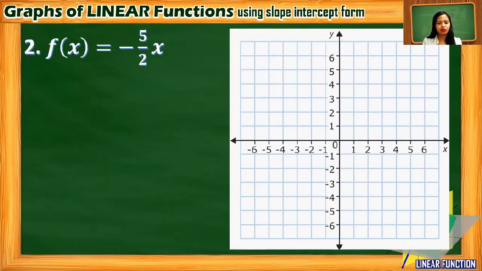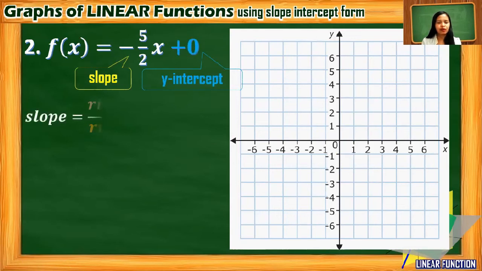Moving on to another example, we have f of x is equal to negative 5 over 2 x. So again, we need to identify the slope, and that is negative 5 over 2. In this function, there is no constant added or subtracted. Therefore, we can assume that the constant is 0, and that would be our y-intercept. Going back to the formula of our slope, that is rise over run, that is equal to negative 5 over 2. Since the numerator is negative, we are going to move 5 units downward. And since our denominator is positive, we're going to move 2 units to the right.